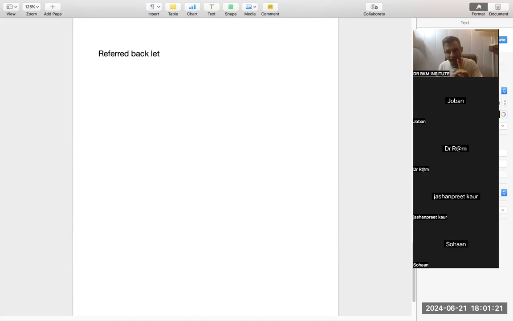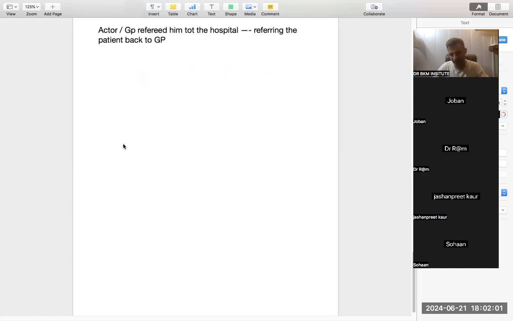And referred back, only one difference is there. Doctor referred him. Doctor means his GP. His GP referred him to the hospital. We are the nurse at the hospital, and now we are referring the patient back to GP. That is the only difference. Discharge back letter means place from where the patient came and going back. Referred back means a doctor referred to us and we are referring him back. That is the only difference and nothing changes.